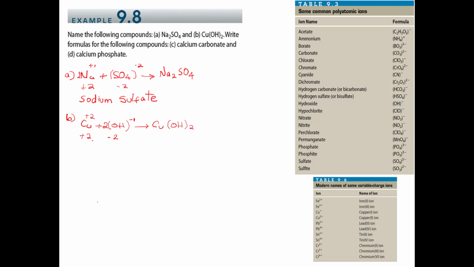And now we can write the name. It will be the name of the metal, but because it's a transition metal, we need to write what the charge is. To indicate the charge, we will use a Roman number. Then let's write copper, and we will indicate the charge is +2 using the Roman number, and then the name of the polyatomic ion, which is hydroxide.